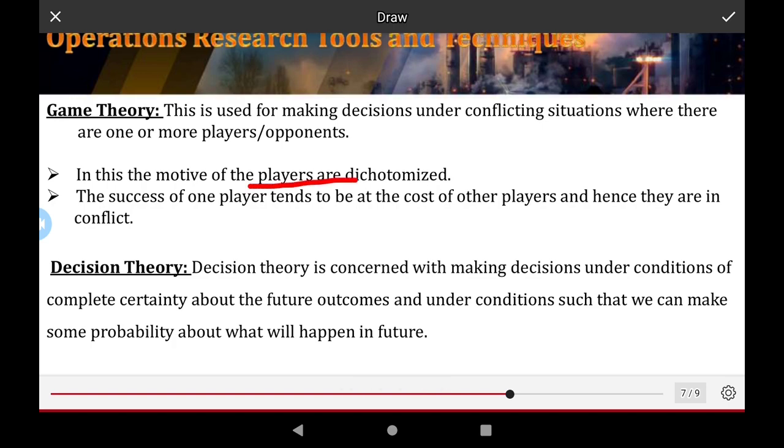The success of one player tends to be at the cost of the other players, and hence they are in conflict. Game theory is also provided for conflict. Game theory is the most important theory in operation research and decision theory.